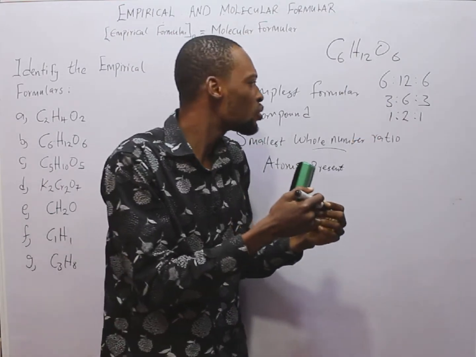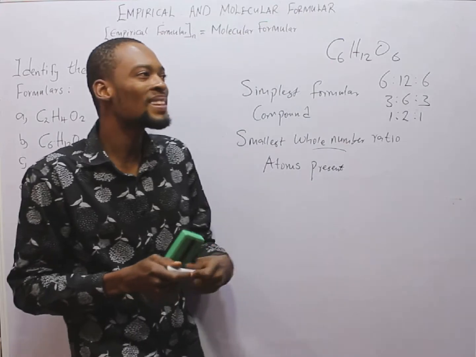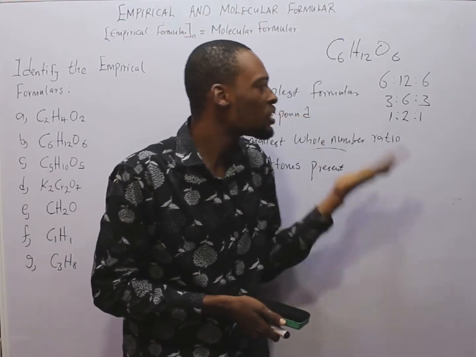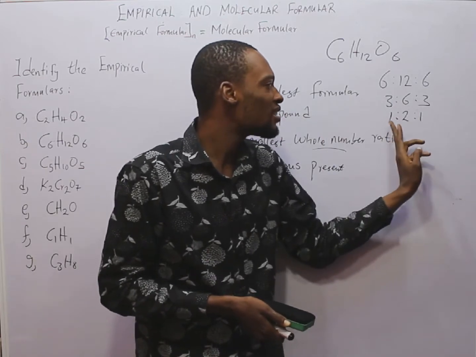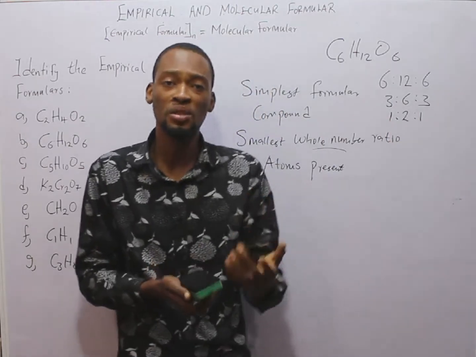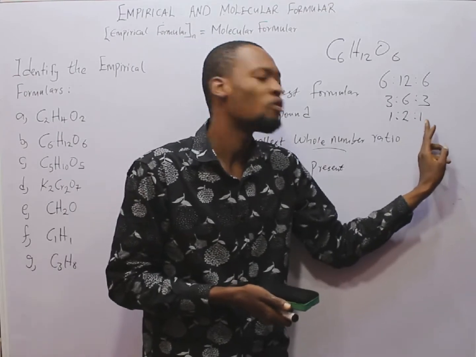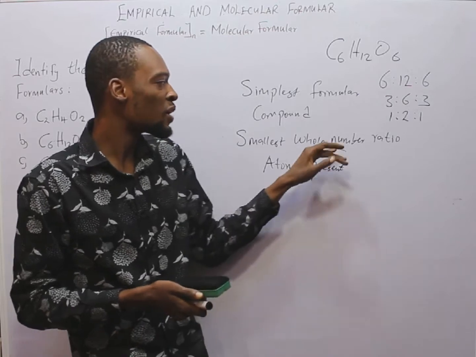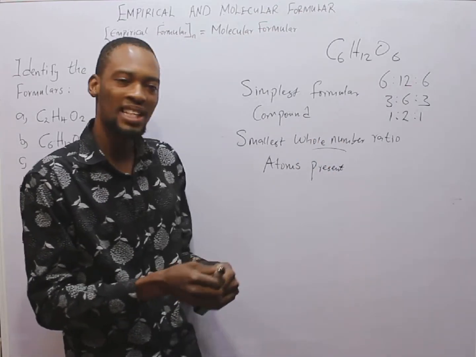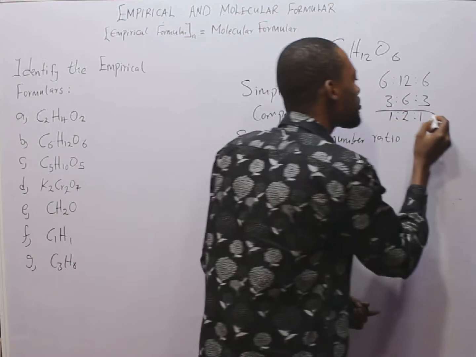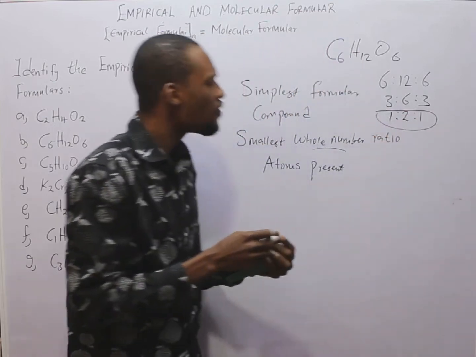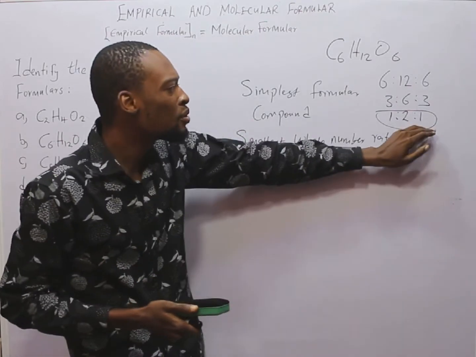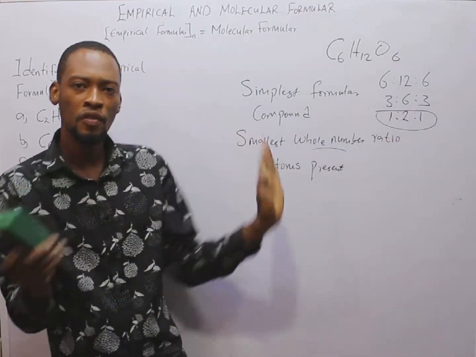Looking at 1:2:1, can we break them down further? If you divide by any other thing, it won't even work. If you say, okay, 1 divided by 2, you have 0 point something. 2 divided by 2, 1. 1 divided by 2, 0.5. In that case, we are not having a whole number. What does that imply? This is the simplest ratio that will show the number of atoms present in carbohydrate. This simple ratio is the empirical formula.